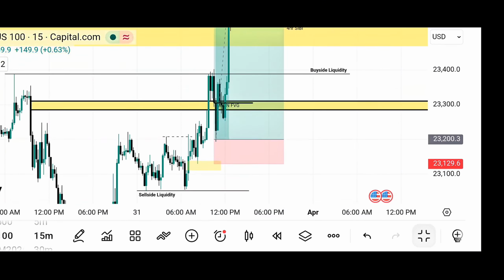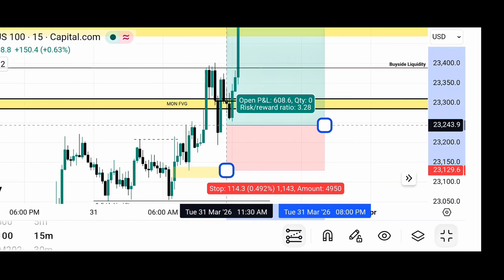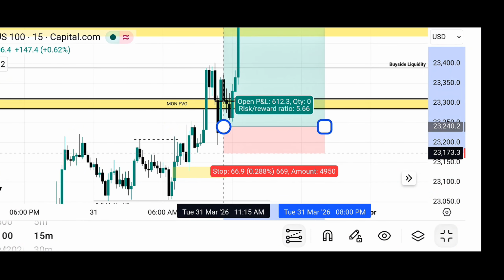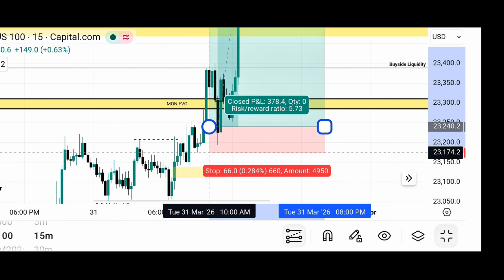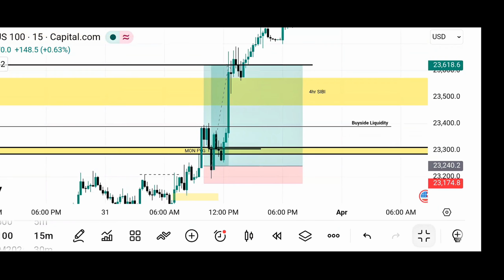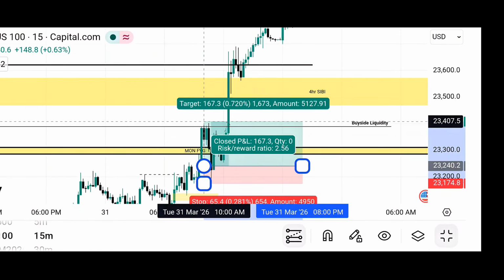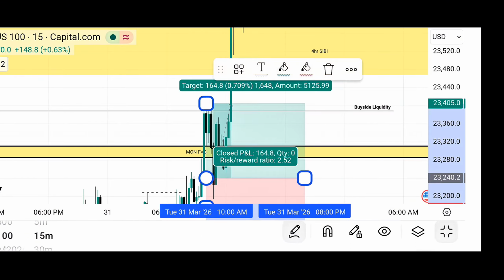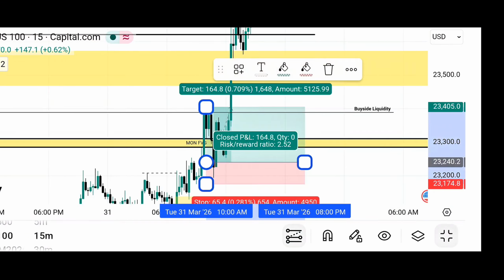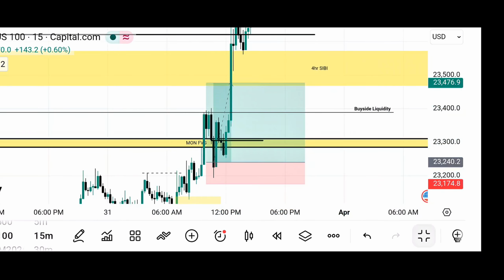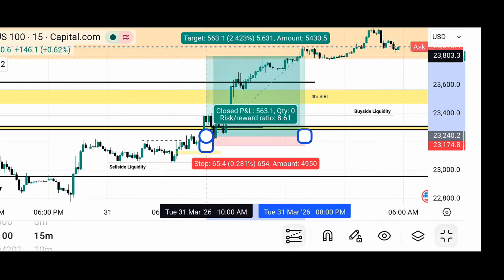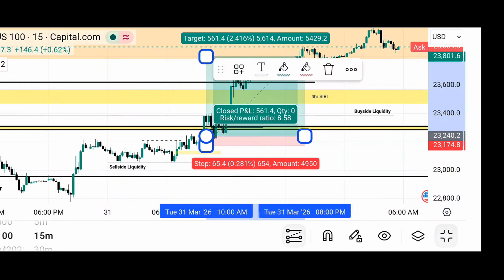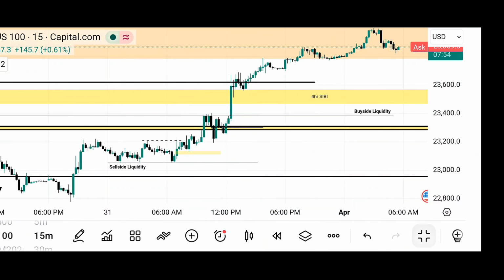And also, we have the second order block right here. If you are using the second order block, your stop loss will be at this low. So this to the buy side is about 2.5 risk to reward, 4 hour CB 3.6 risk to reward, and holding it for the whole day, 8.5 risk to reward. That's a very good trade.